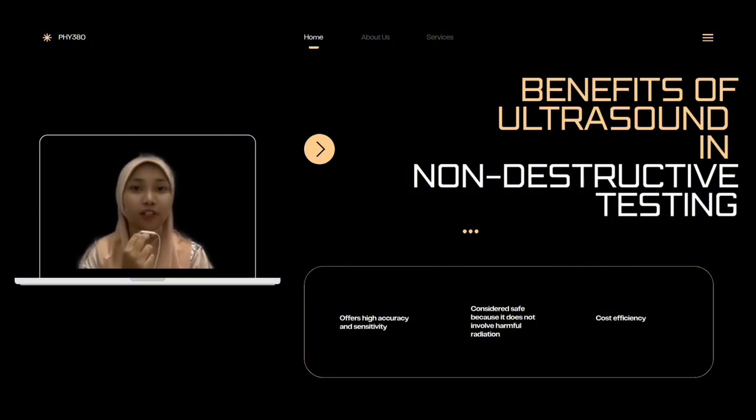In addition, ultrasonic testing is highly versatile because it can inspect internal structures that are not visible externally and can be applied to many different materials and industries. Therefore, ultrasound non-destructive testing plays a critical role in ensuring safety, quality, and reliability across multiple industrial sectors.